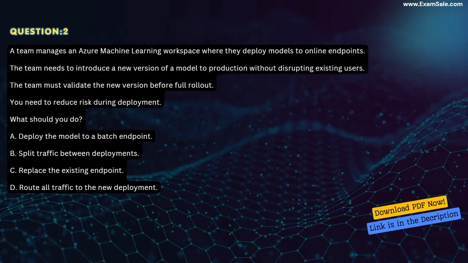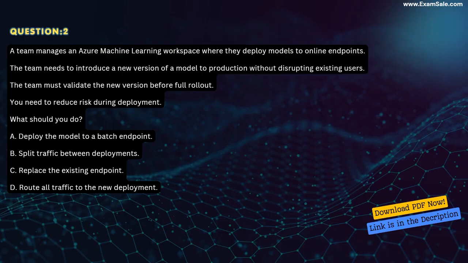Question 2. A team manages an Azure Machine Learning workspace where they deploy models to online endpoints. The team needs to introduce a new version of a model to production without disrupting existing users. The team must validate the new version before full rollout. You need to reduce risk during deployment. What should you do? A. Deploy the model to a batch endpoint.